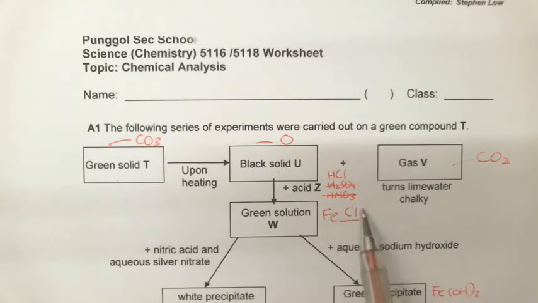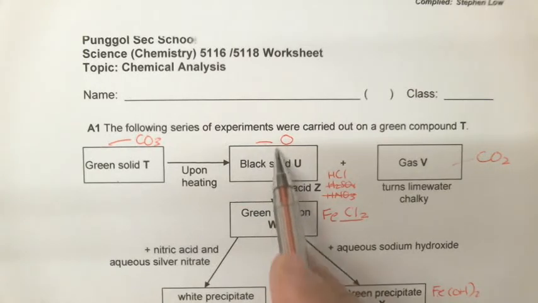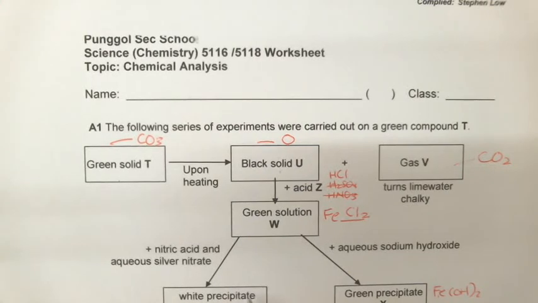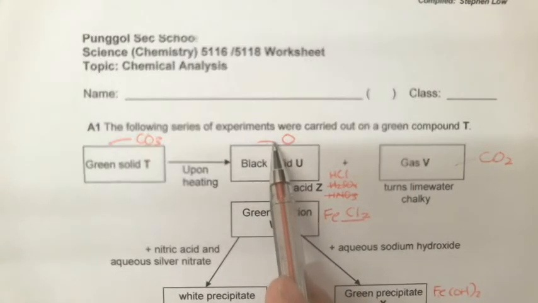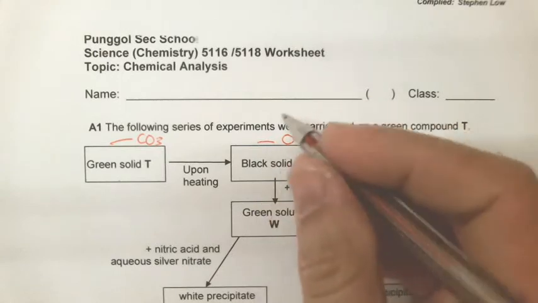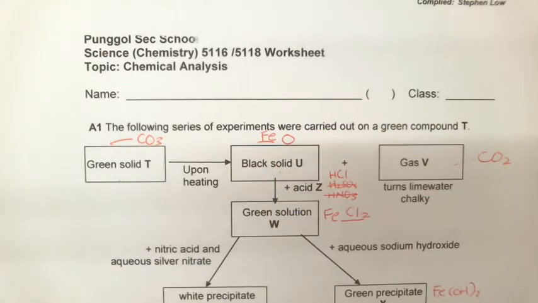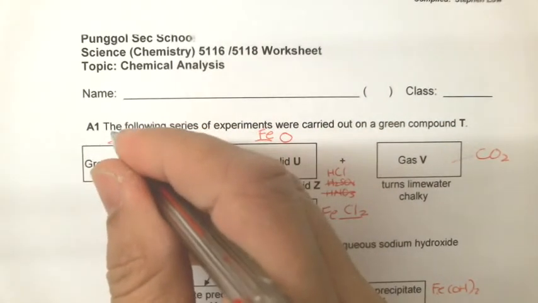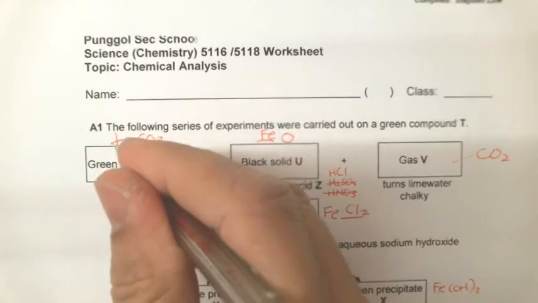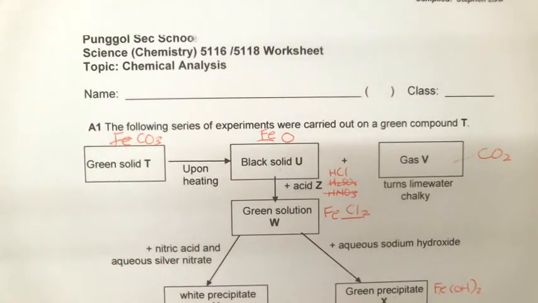Now, this is a product of this and this. Where did the iron come from? If you can link it up, this iron must come from here. And this has to be iron oxide. And iron oxide, and this must be iron carbonate. Isn't it?